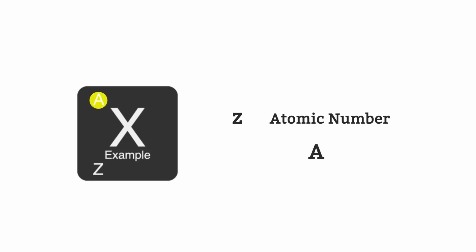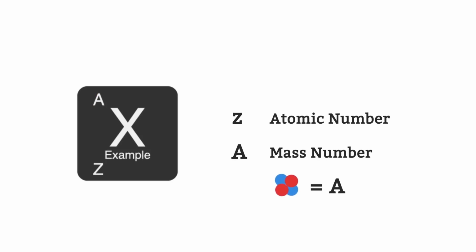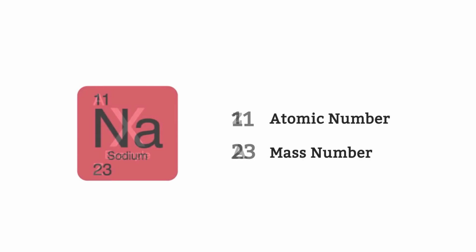The bigger number is the atomic mass number. It depends on the weight of the nucleus, that is, the number of protons plus the number of neutrons. Because the mass of an electron is so small, we ignore it.